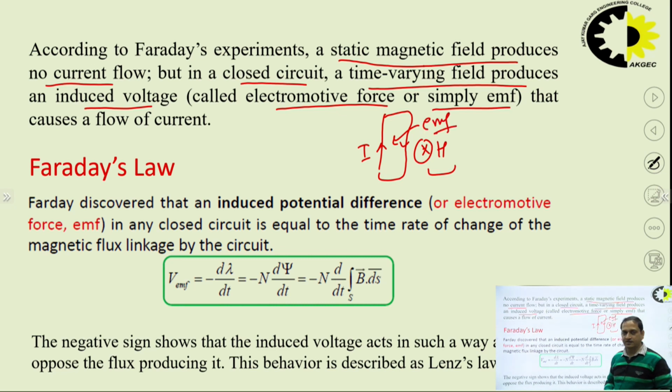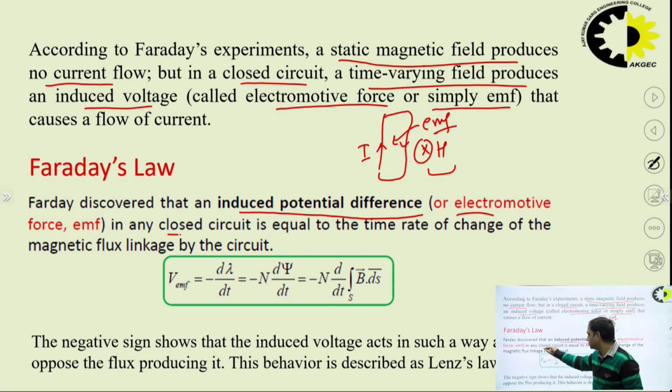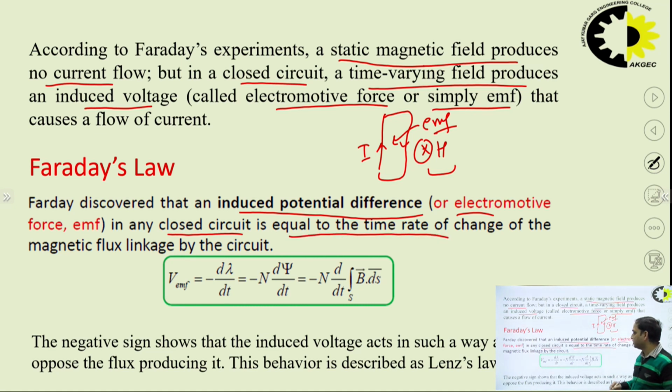As per Faraday's law, the induced potential difference or electromotive force EMF in any closed circuit, and this is a very important point, not for an open circuit but for a closed circuit, is equal to the time rate of change of the magnetic flux linkage by the circuit. So we can write V EMF is equal to minus d lambda upon dt, where lambda is the total flux linkage by the closed circuit.